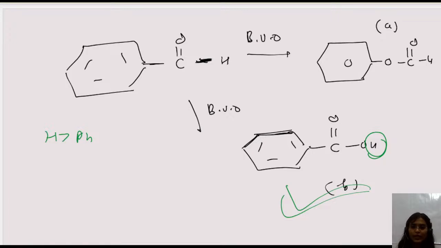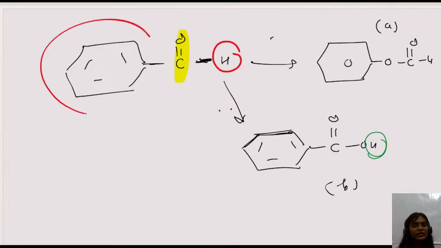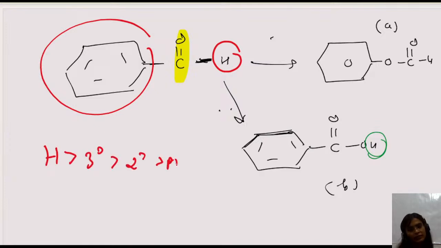I will repeat one more time. Look at this. If you are having a kind of aldehyde, my question for you is whether A is the correct answer or B is the correct answer. This is a CO group. So the same point: should we add the oxygen toward the hydrogen side or the phenyl side? The migratory aptitude order is hydrogen, then tertiary, then secondary, and then phenyl. So H has the maximum migratory aptitude. It means oxygen is going to add toward the hydrogen side. At this point we already covered that aldehyde gives the acid. Okay, is this point clear now?